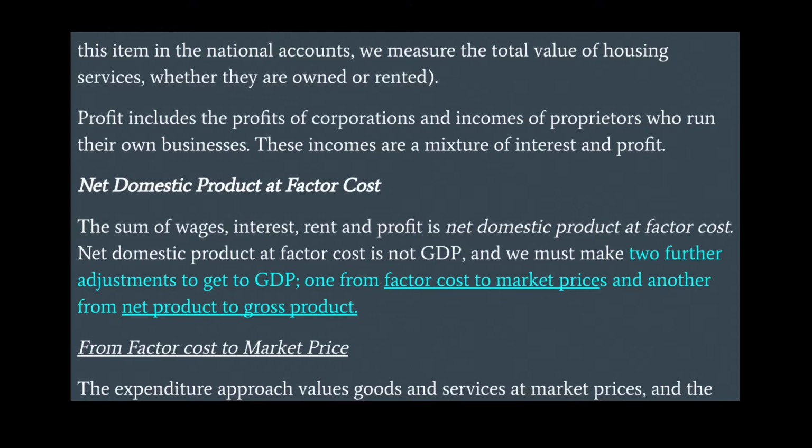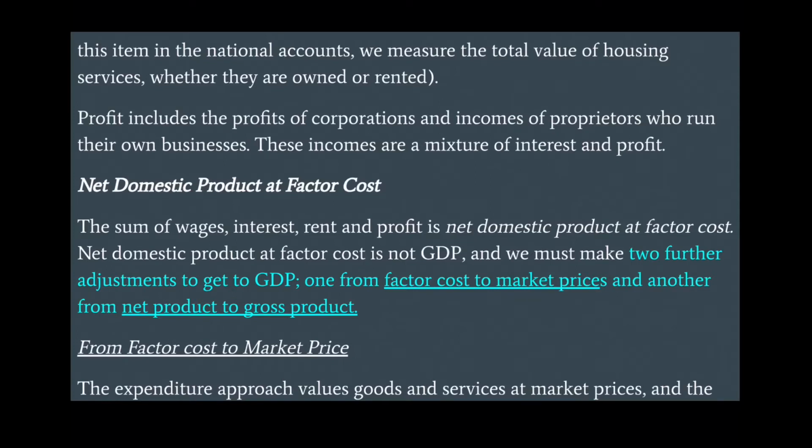Net domestic product at factor cost. The income method of calculating GDP is also known as net domestic product at factor cost. The sum of wages, interest, rent, and profit is net domestic product at factor cost. Net domestic product at factor cost is not GDP, and we must make two further adjustments to get to GDP: one from factor cost to market prices, and another from net product to gross product.